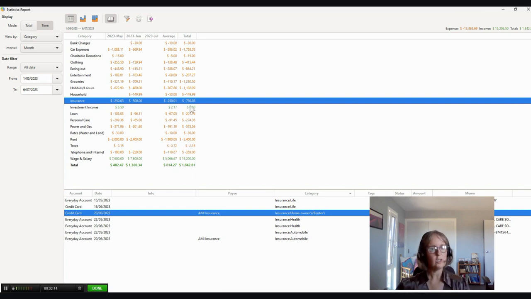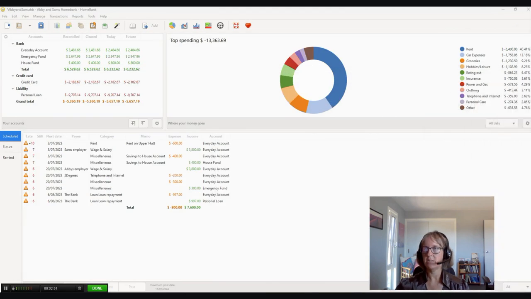So what we do here is we keep this statistics report handy, and I tend to move it over onto a different screen, or you can print it out so that I can see my averages and I can see when some of the big hits are coming.